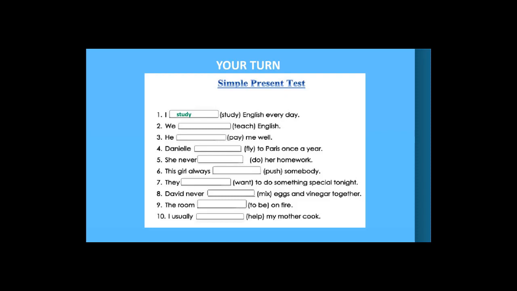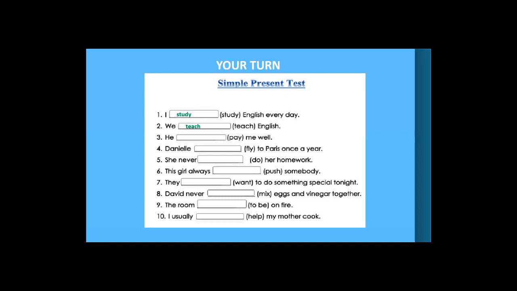Okay. Number 2, we've got the verb teach. The subject is we. Let's check the answer. So we is not third person singular, so teach remains in its infinitive form.